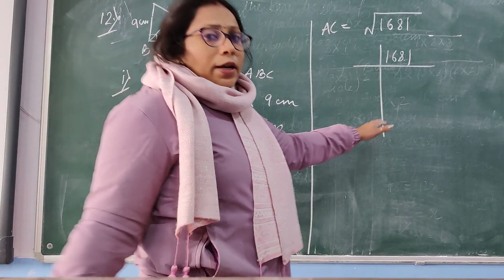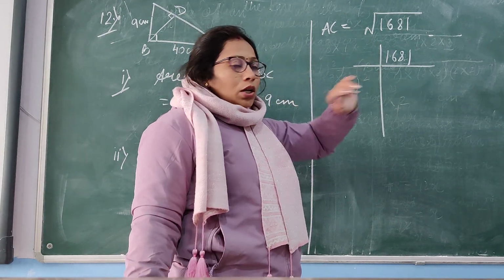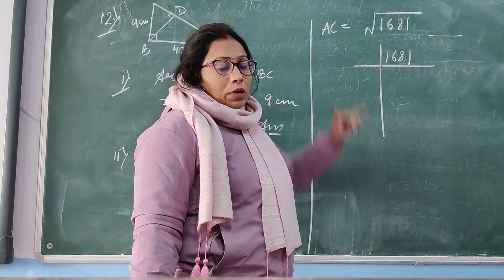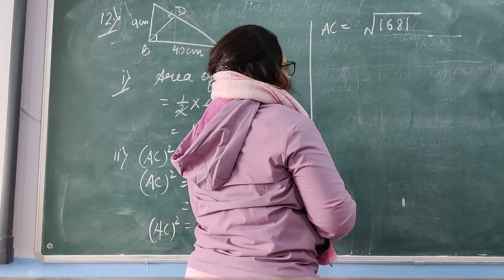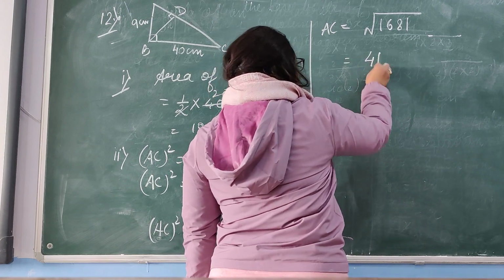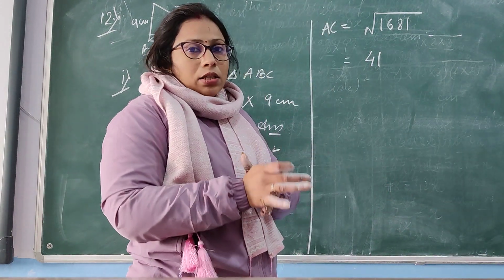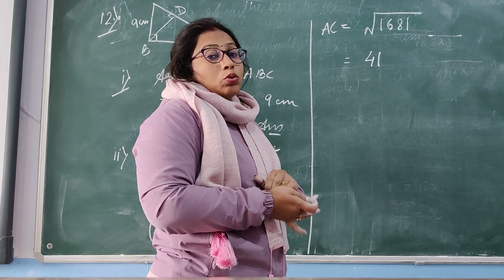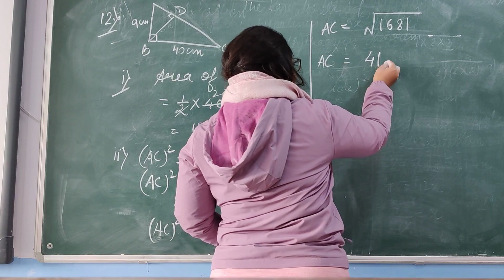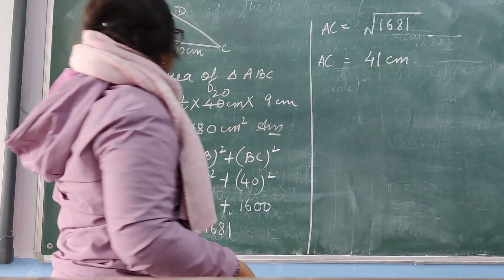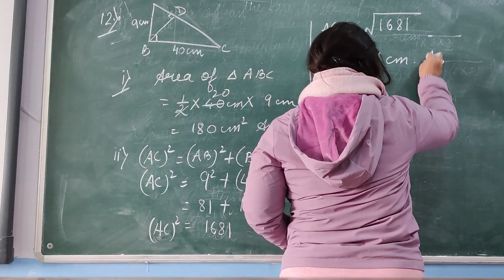So children, if you try to calculate the square root of 1681, you will see that it's the square root of a prime number. That number is 41. Okay. I have calculated it by long division method that I have not taught you yet. You will be learning that in class 8, how to calculate square roots of numbers using long division method. I have calculated it and we got the value of AC as 41 centimeter. So now AC we have got as 41 centimeter.